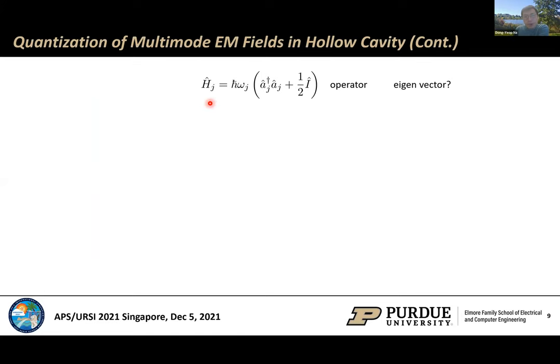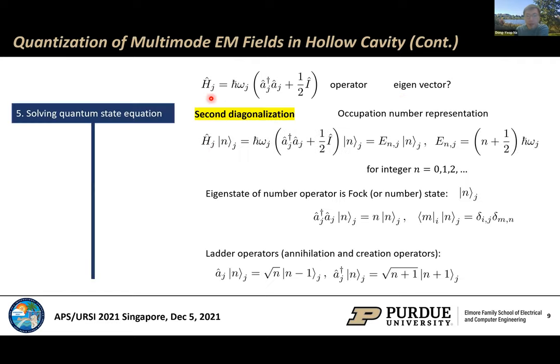We were able to derive the Hamiltonian operator in this form, but the operator itself does not have any physical meaning. It just transfers one vector to another vector. In order to have more significant physical meaning, we need the eigenvector to be acted on by this Hamiltonian operator. The step of looking for the eigenstates of this Hamiltonian is called the second diagonalization. We've seen in the first part that the number operator has an eigenstate in the form of this ket n. It's called the Fock state or photon number state.